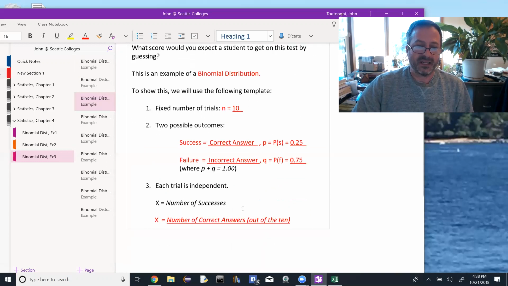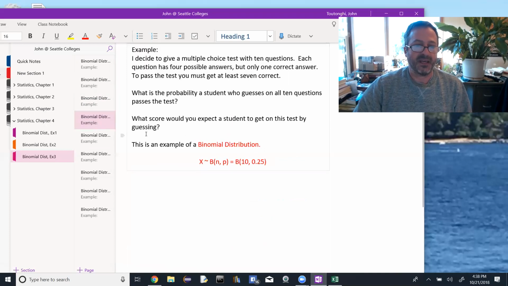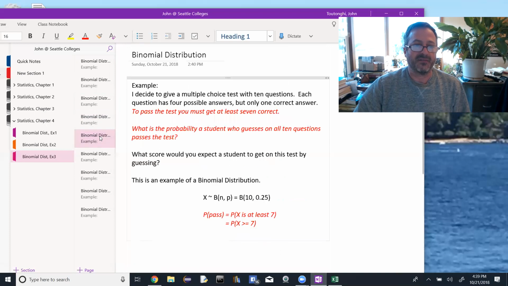Okay, so again, summarizing that and identifying what X is establishes that we have a binomial distribution, which allows us to say it's binomial where N is 10 and the probability of success is 0.25. Then we can look at what this question is asking us to find. It says, to pass the test, you must get at least 7 correct. What is the probability a student who guesses on all 10 questions passes the test?